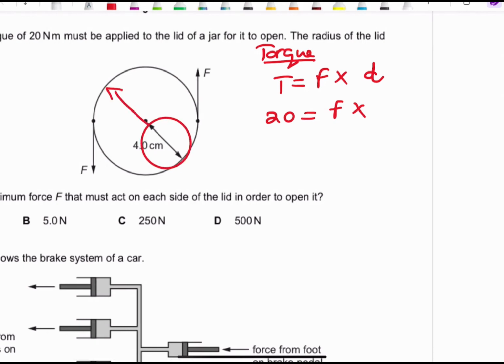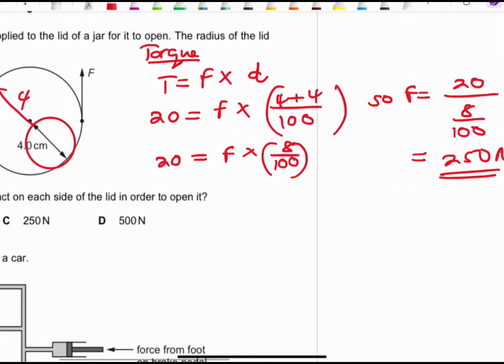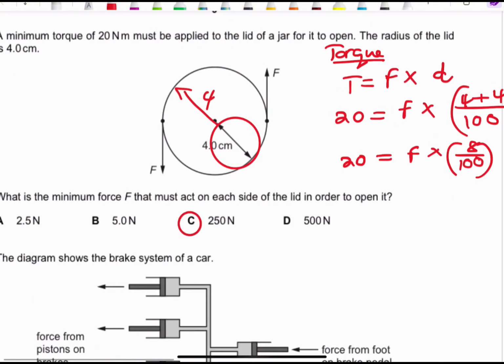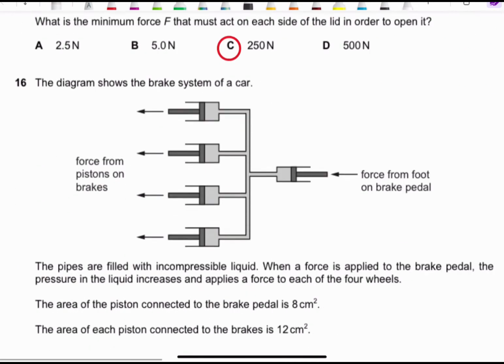From here to here, that's also going to be 4. So it's 4 plus 4 divided by 100. So basically that's going to be 8. It's going to be 20 is equivalent to F times 8 over 100. So my value of F will be 20 over 8 over 100. That's going to give me 250 newtons. 250 newtons, the answer is C. Very, very important. Okay, move on to the next question.